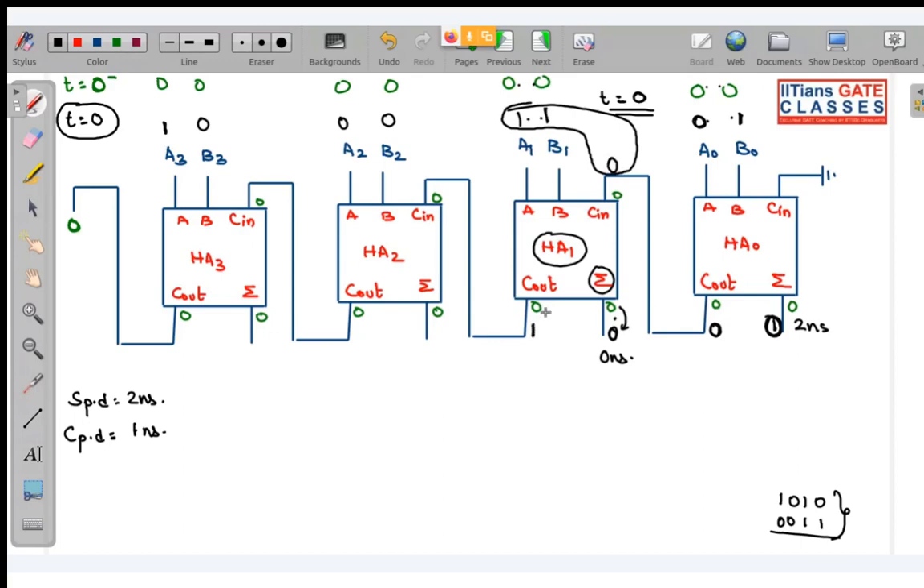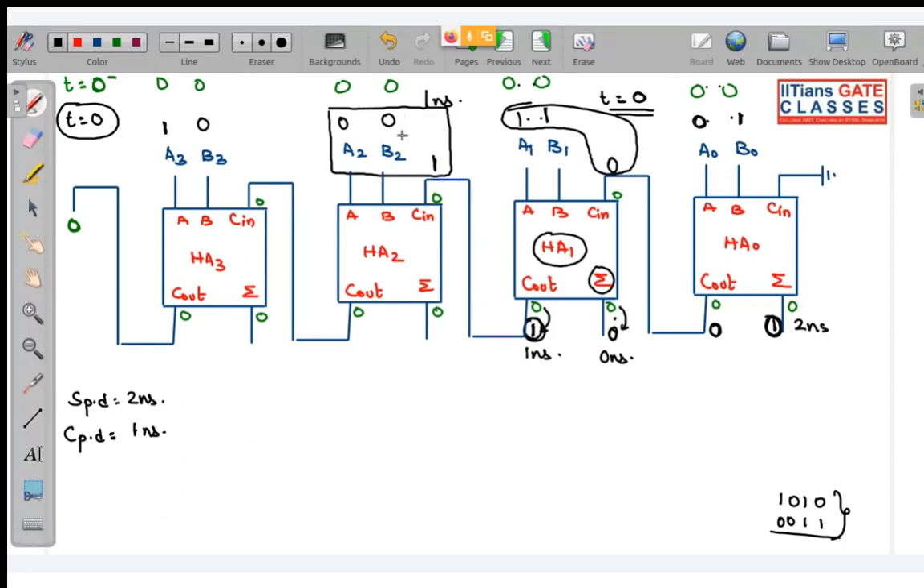Now you can see there is a transition in one of the outputs of this half adder one, and this one is going to be generated after how many nanoseconds? See, input has been applied at t equal to 0. Carry propagation delay is 1 nanosecond. So this output C out of this half adder one will be getting stabilized at 1 nanosecond. So this full adder will have the complete set of inputs at 1 nanosecond.